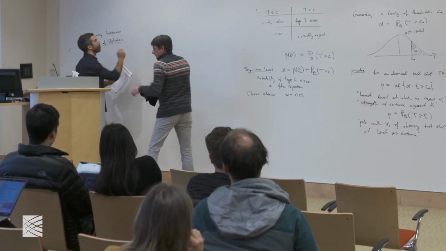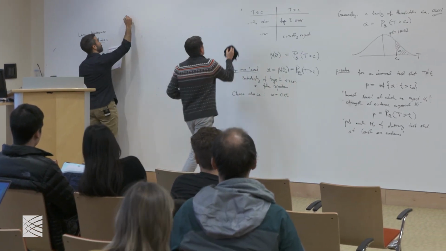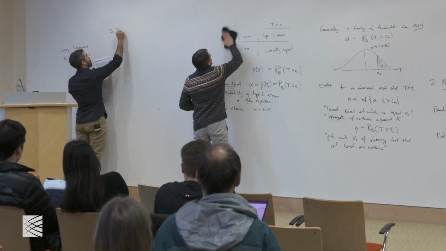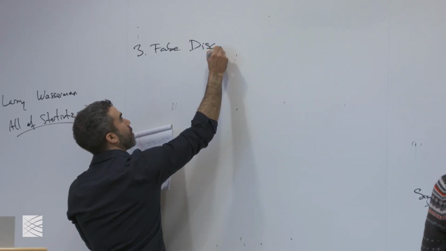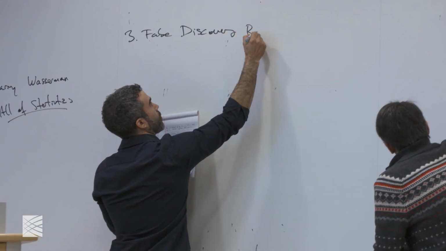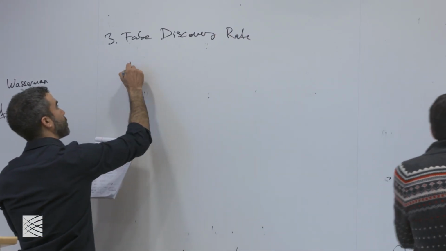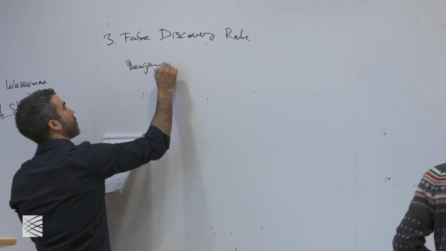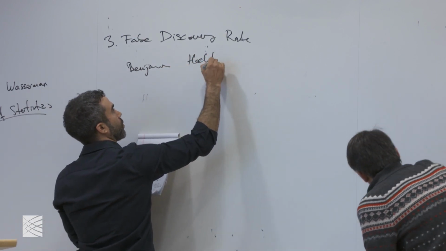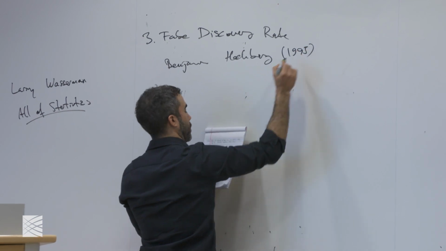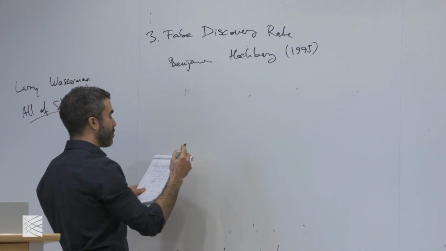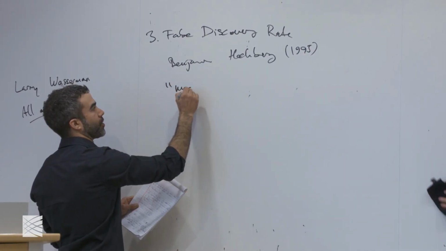Okay, and so Benjamini and Hochberg introduced this idea in the mid-90s of the false discovery rate. And this is the mean fraction of rejections that are false.